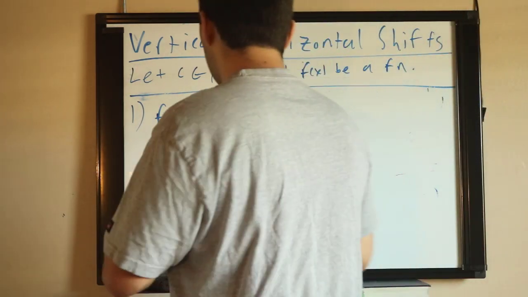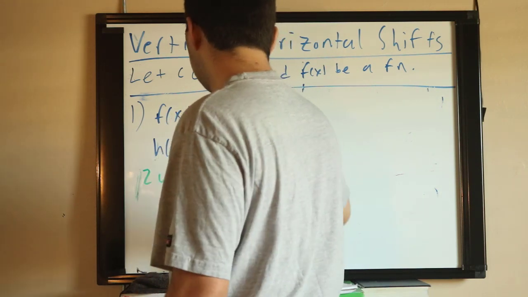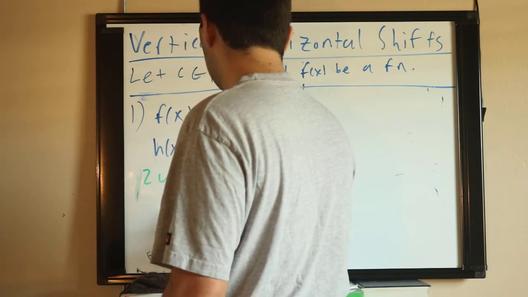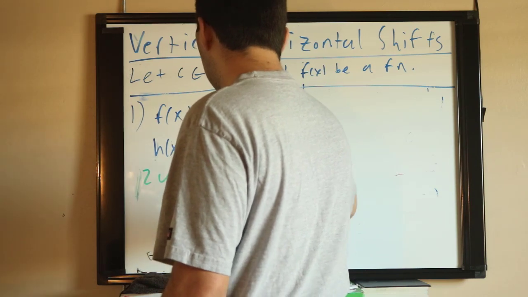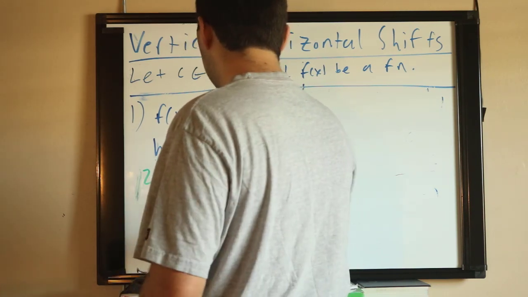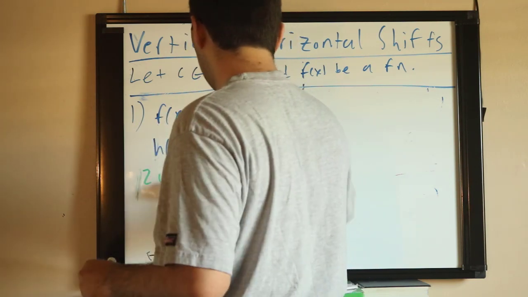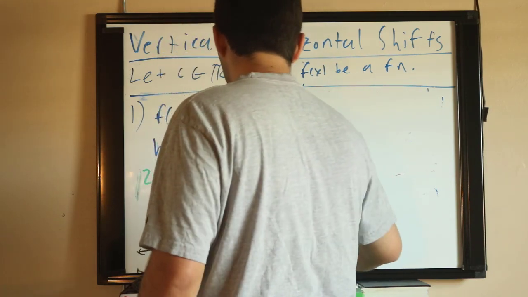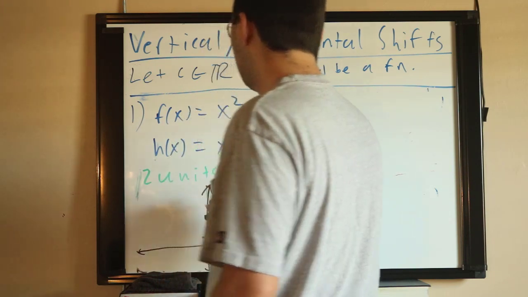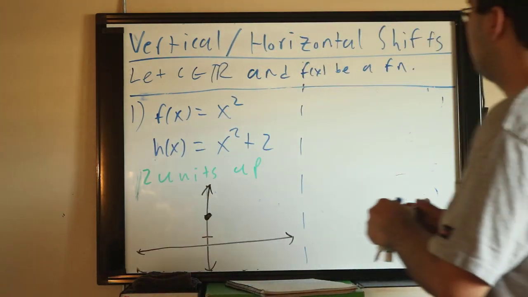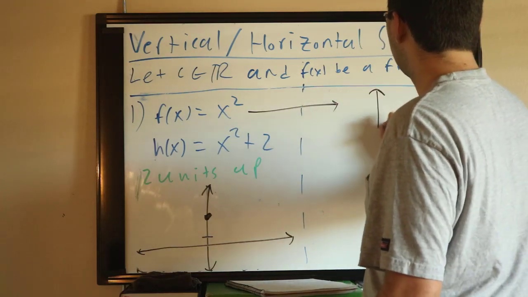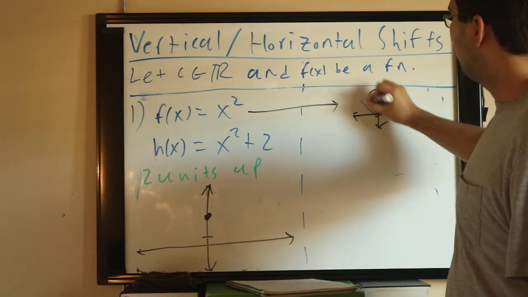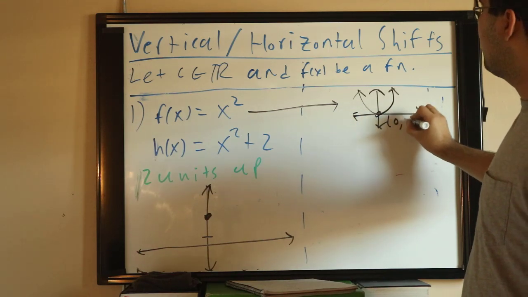So let's go ahead and make a quick sketch. Okay, so let's think about this real quick. Let's imagine our normal x squared graph, and it looks like that. Remember, going back to those parent graphs, it has the point 0, 0.